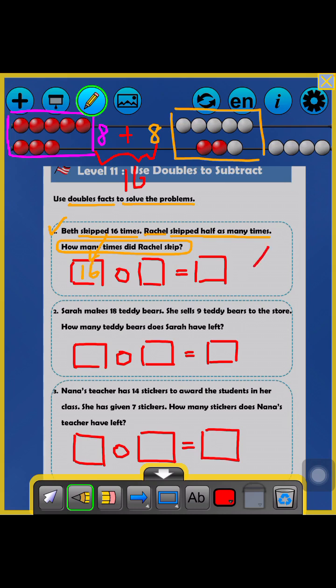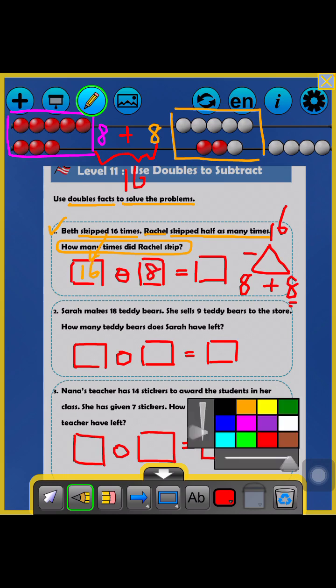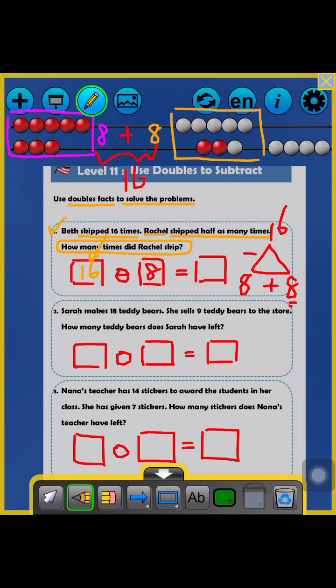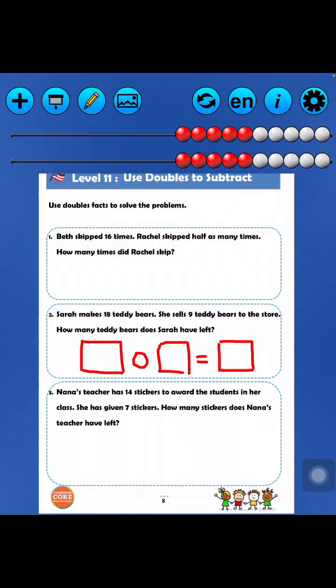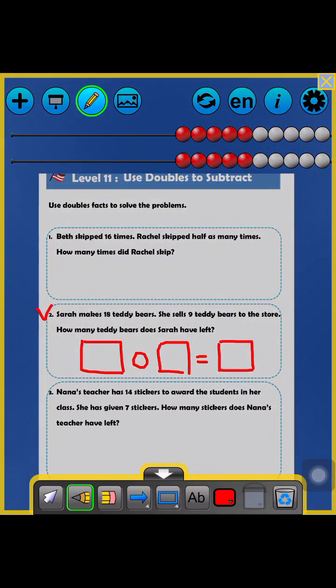And then we write the fact family. 8 plus 8 equals 16, and 16 minus 8 will be equal to 8. So let's write the number sentence together. 16 minus 8 equals 8. And we look at question 2 together. Sarah makes 18 teddy bears and she sells 9 teddy bears to the store.